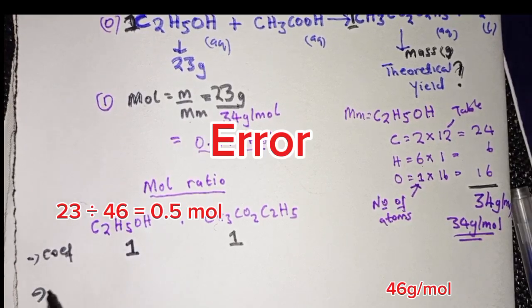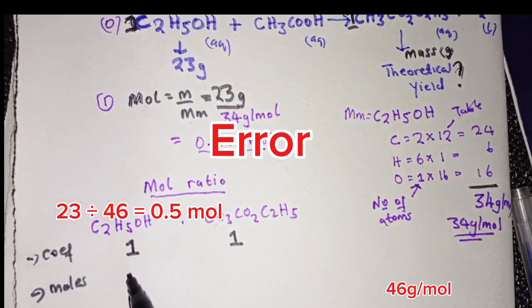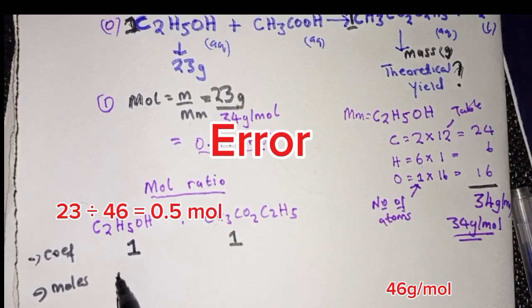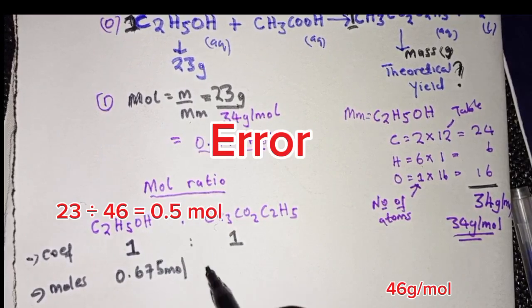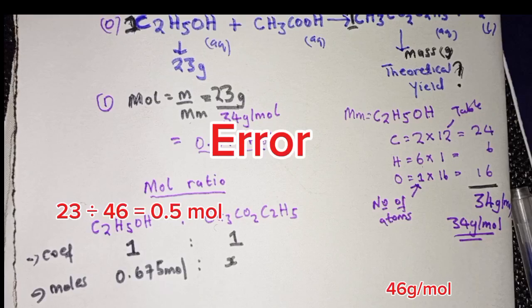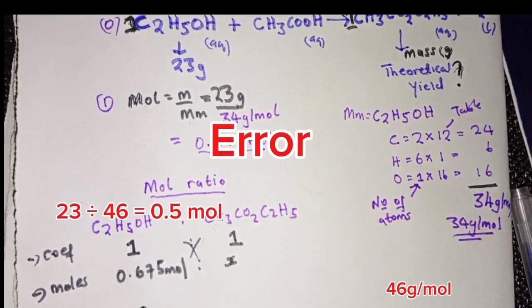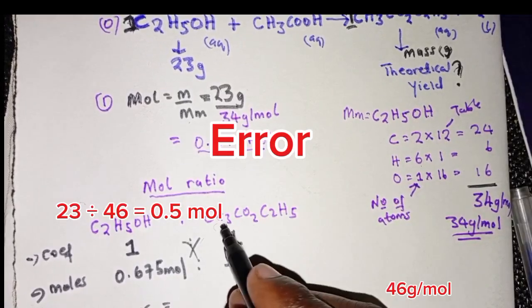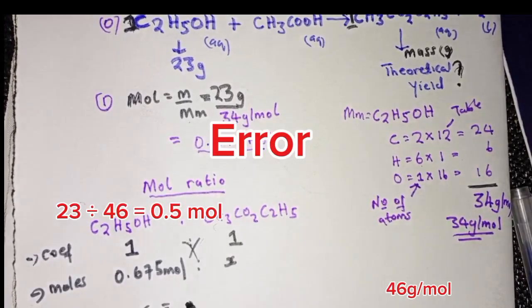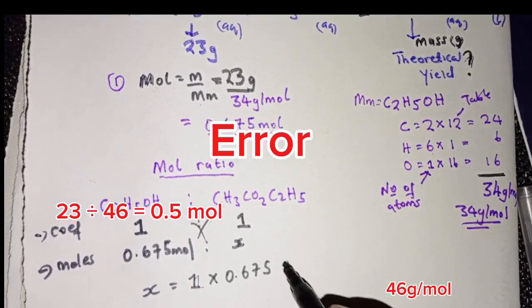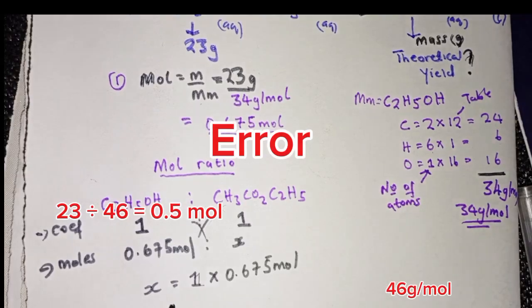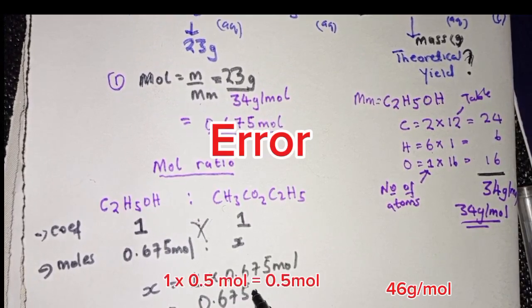And then the next, what you write are the moles. The moles for C2H5OH we calculated, 0.675 mole. Here we don't know, we put x. Then we cross multiply 1 by x, that will give us x. So we're now finding the moles for CH3CO2C2H5, which will just be 1 multiplied by 0.675, and eventually this will just be 0.675 moles.